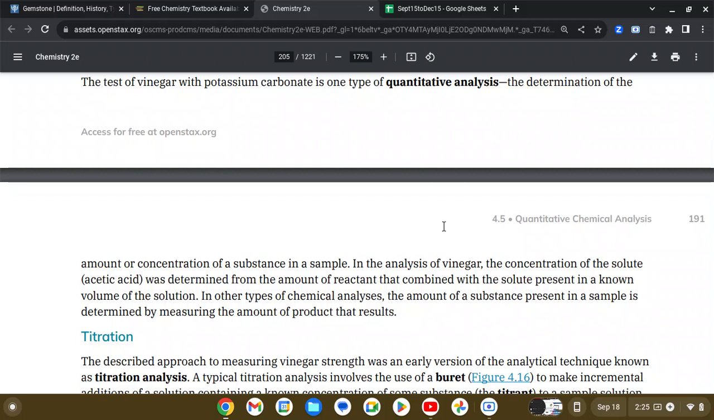In the analysis of vinegar, the concentration of the solute was determined from the amount of reactant that combined with the solute present in a known volume of the solution. In other types of chemical analyses, the amount of a substance present in a sample is determined by measuring the amount of product that results.